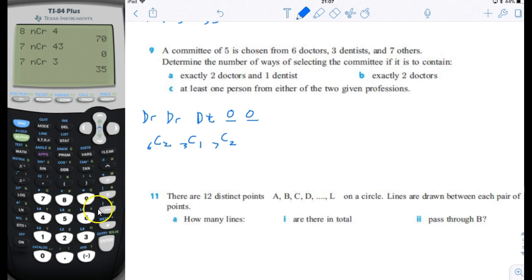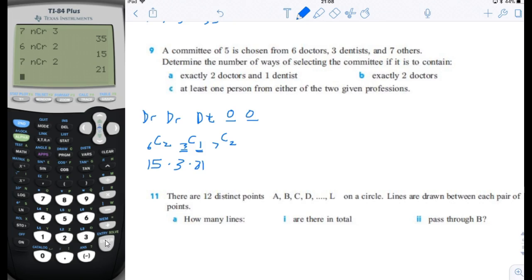So 6 choose 2. Let's do that on the calculator. 15. I kind of remember that from Pascal's triangle. The number after 6 in Pascal's triangle is 15. 3 choose 1 should just be 3, because anytime you have a number and you choose 1 from it, there's 3 ways to do that. 7 choose 2 is probably going to be like 21 or 20 or something, from what I remember from Pascal's triangle. 21.